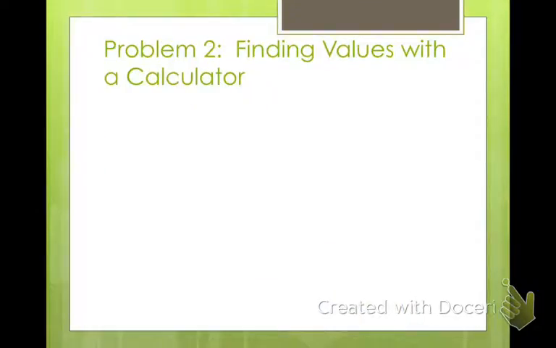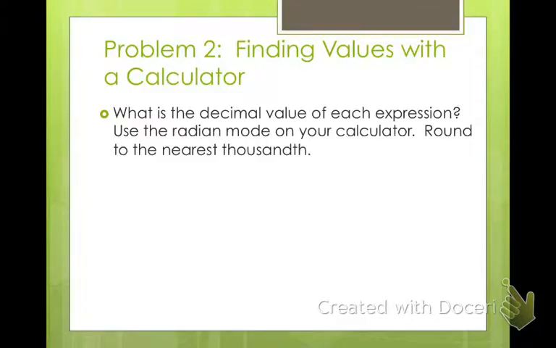Alright, if you want to find values on a calculator, most often I will not have you do this method, just so you know. But this is another thing that you can do so you can check and make sure you got the correct values. What's the decimal value of each expression? Use the radian mode on your calculator, so make sure you go to mode and it's set for radians, and then round to the nearest thousandth. So the first one is secant 2.